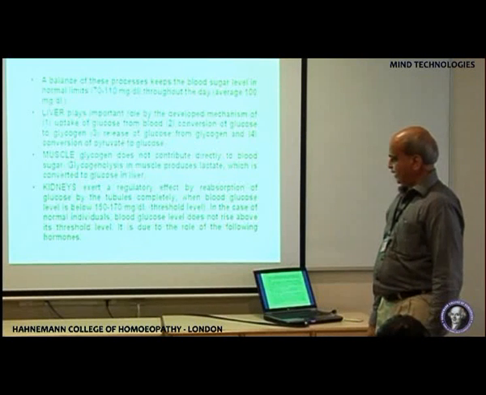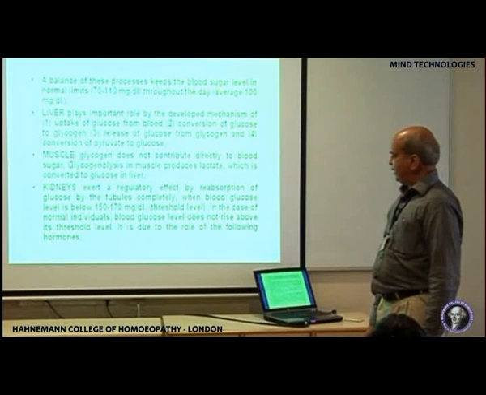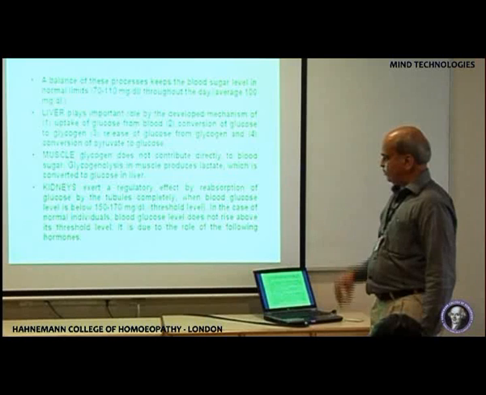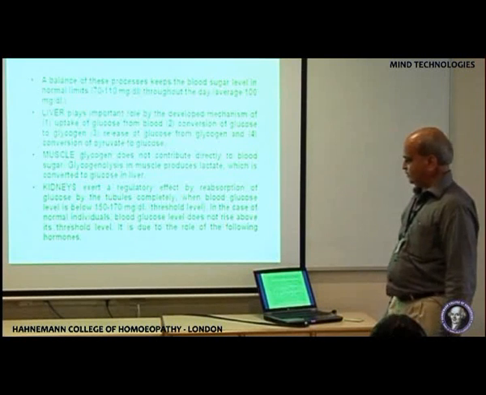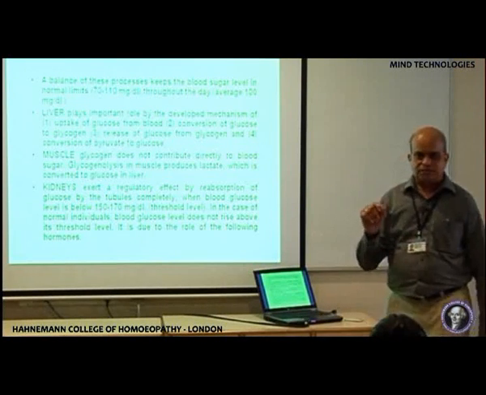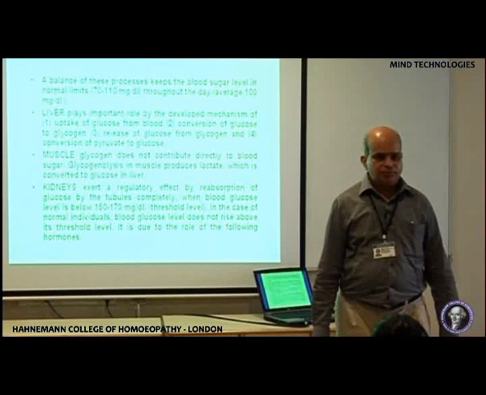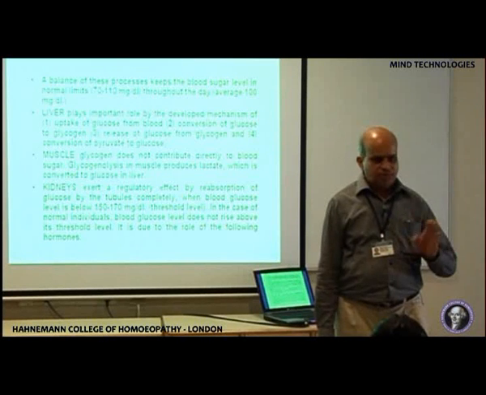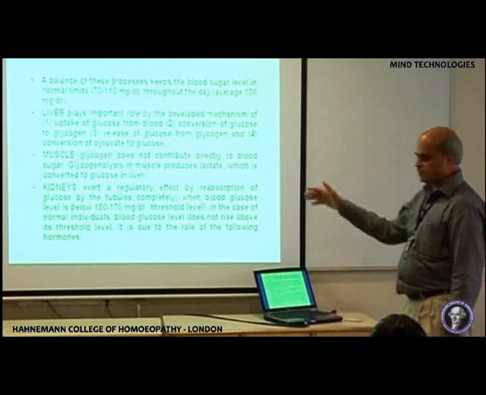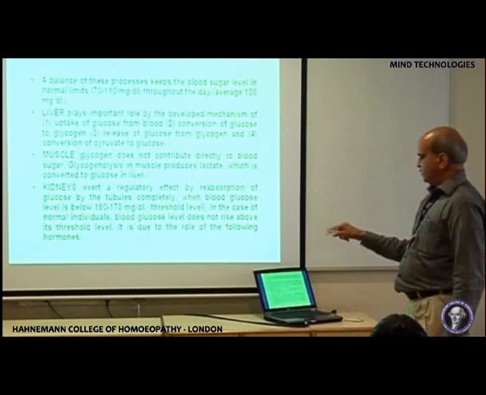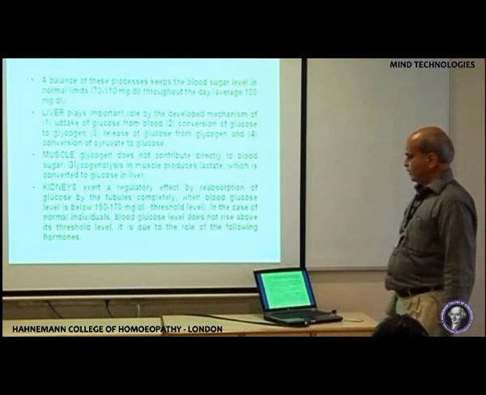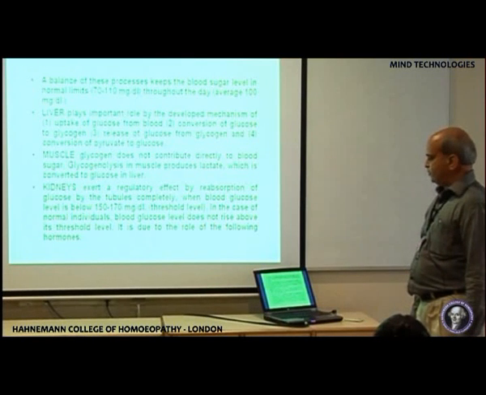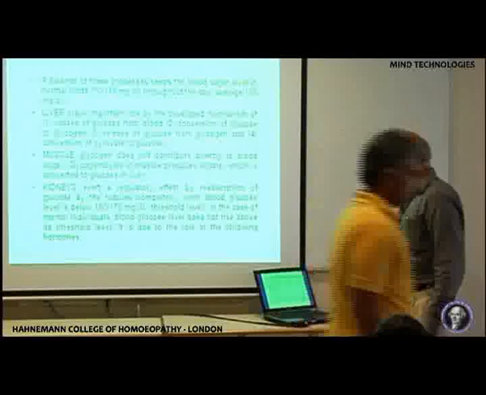Now the kidneys exert a regulatory effect by reabsorption of the glucose by the tubules completely when blood glucose level is below 150 to 170 milligram per deciliter. This is what we are going to call the threshold value. Now in the physiology that you might have studied, the functions of the kidney, try to recollect: what do you mean by this renal threshold? This is an important aspect. In normal individuals, blood glucose level does not rise above its threshold level. It is due to the role of the following hormones.